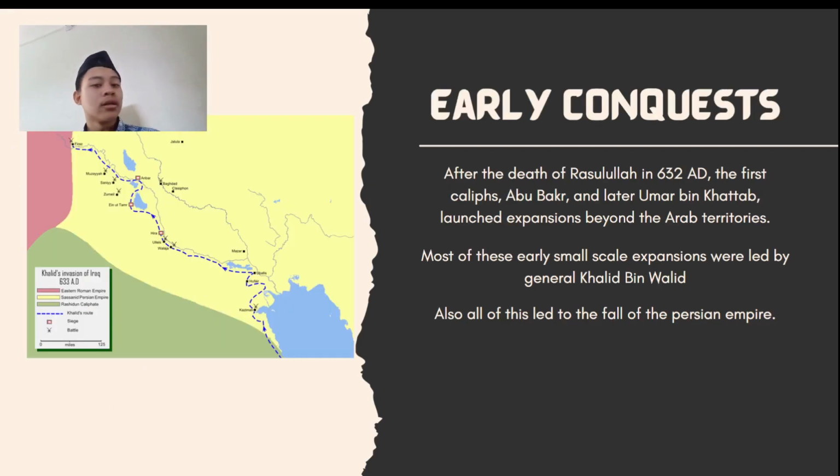Now, here start the early conquests of Islam. After the death of Rasulullah in 632 AD, the first caliphs, Abu Bakr and later Umar, launched expansions beyond the Arab territories. First of all, I think Abu Bakr led the early conquest. These small-scale expansions were led by General Khalid bin Walid, and in the end, this led to the fall of the Persian Empire. Next, these small-scale expansions were almost like reconnaissance missions, just like how colonization works, right? Yeah, it's like that.